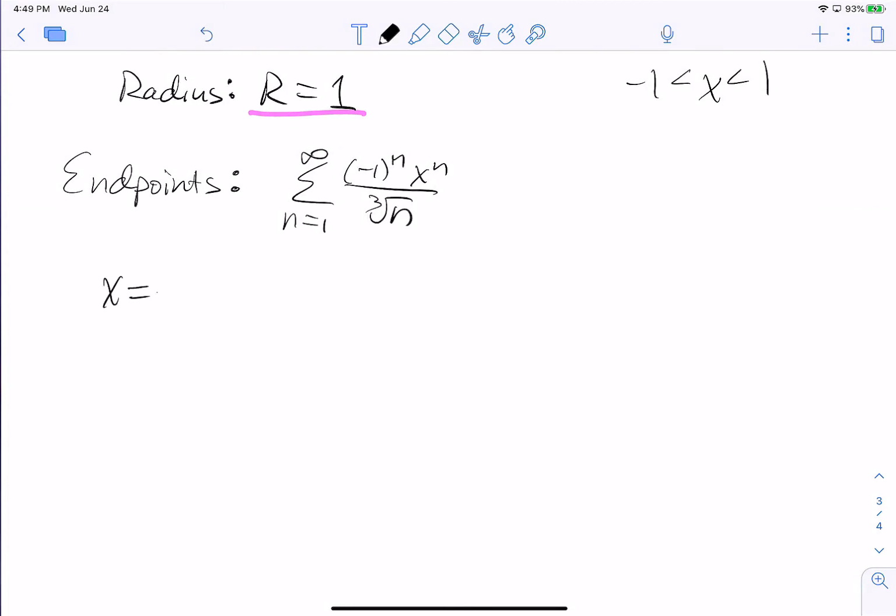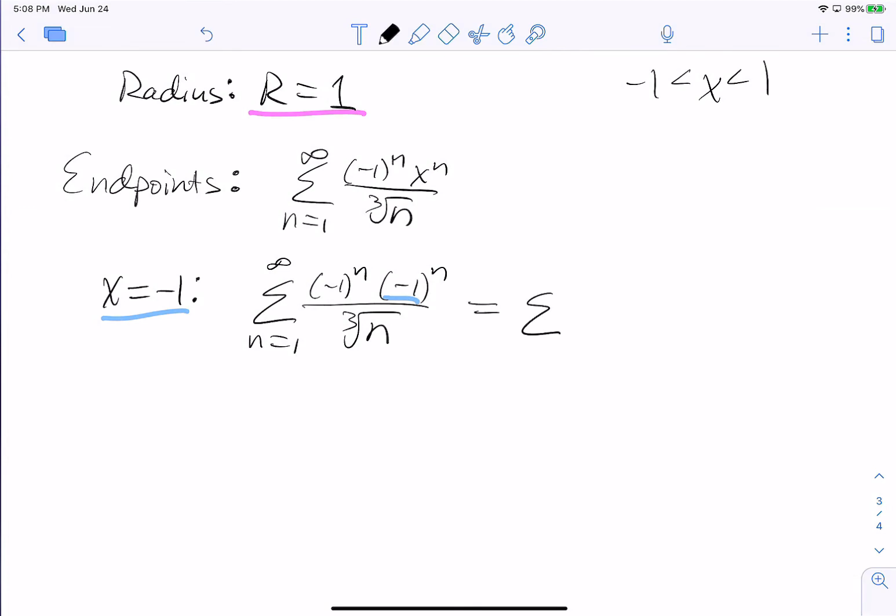And so we will consider the case that x is equal to negative 1. What happens here is we plug negative 1 in place of x in the sigma expression, and then test the resulting series for convergence. Replacing gives us the sum as n goes from 1 to infinity of negative 1 to the n times negative 1 to the n divided by the cube root of n. That first negative 1 to the n comes from the original expression. That second negative 1 to the n came from substituting x is equal to negative 1.